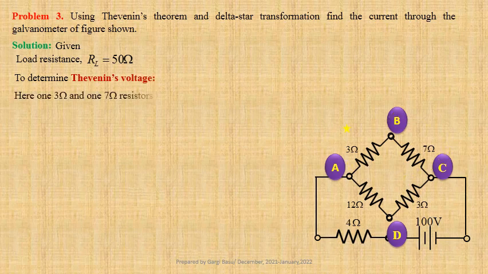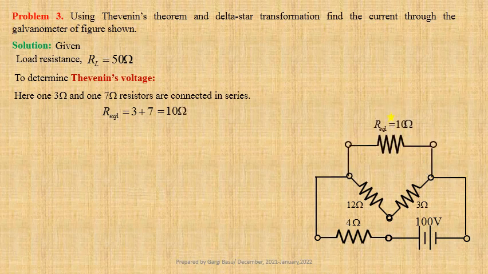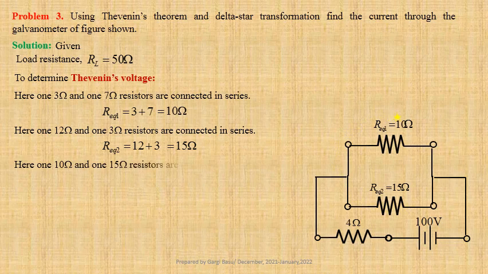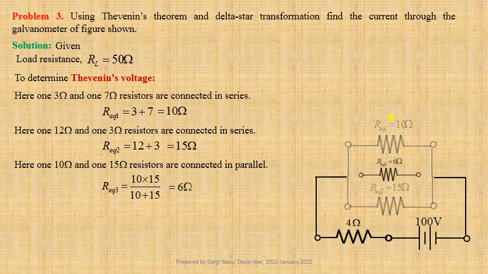Here, one 3 ohm and one 7 ohm resistors are connected in series. Their equivalent resistance Req1 equals 3 plus 7 equals 10 ohm. In the lower branch, one 12 ohm and one 3 ohm resistors are connected in series. Their equivalent resistance Req2 equals 12 plus 3 equals 15 ohm. Now one 10 ohm and one 15 ohm resistors are connected in parallel. Their equivalent resistance Req3 equals 10 into 15 divided by 10 plus 15 equals 6 ohm.